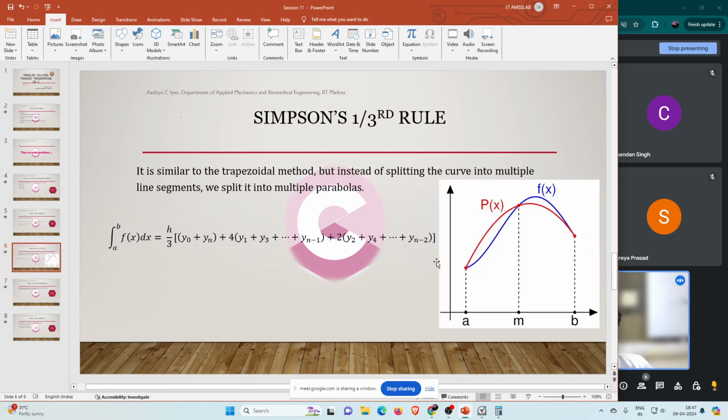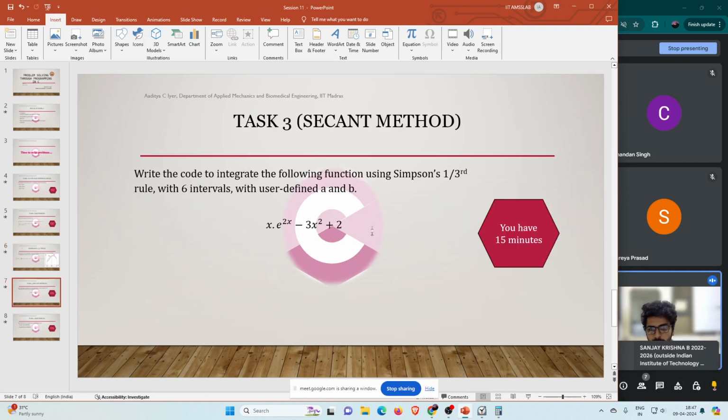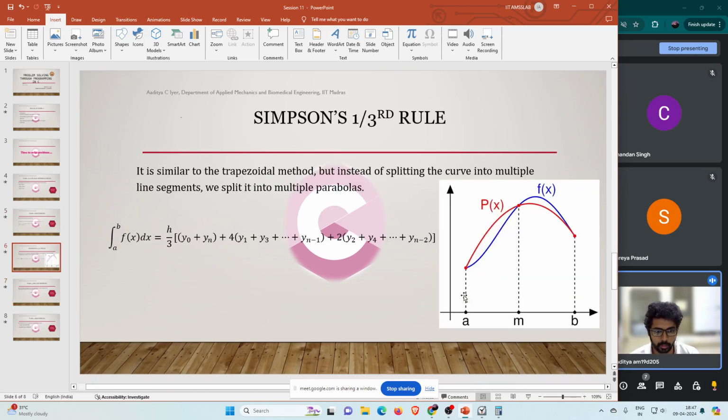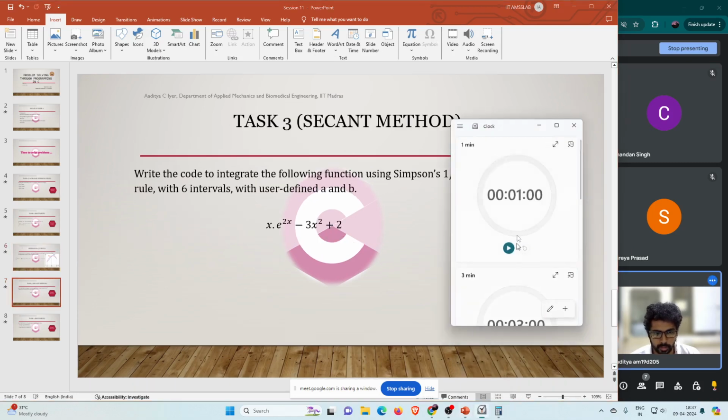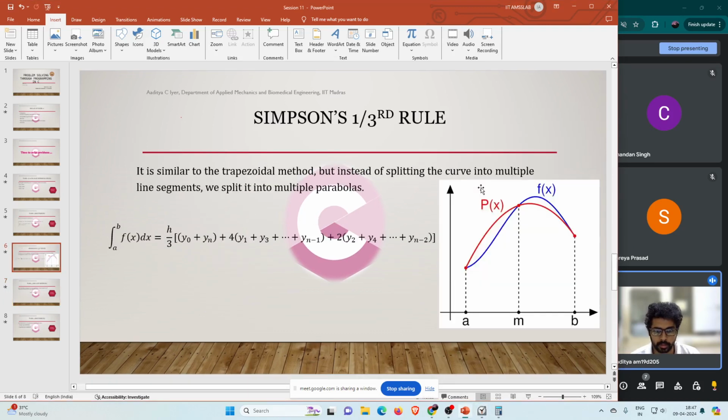So this is the formula, right? Just write the main for this, then I'll change to this slide so that you can write a small function just for this. Okay, I'll give you 15 minutes for this. I think it should be enough. So I have started the timer.